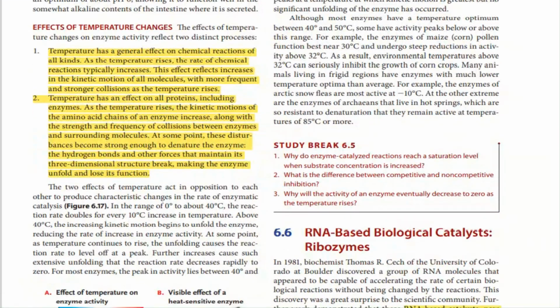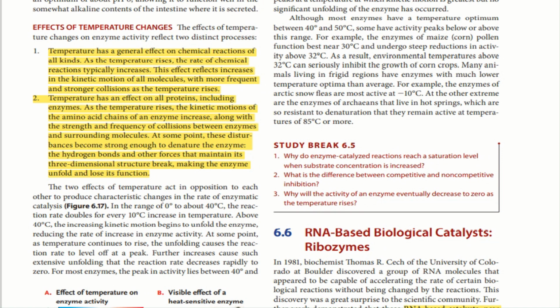Then we have effects of temperature change. The effect of temperature changes on enzyme activity reflects two distinct processes. Number one, temperature has a general effect on chemical reactions of all kinds. As the temperature rises, the rate of chemical reaction typically increases. This effect reflects increases in kinetic motion of all molecules, with more frequent and stronger collisions as the temperature rises.